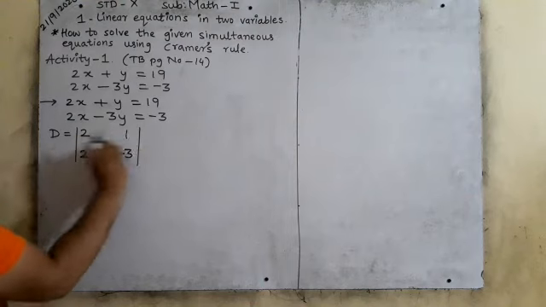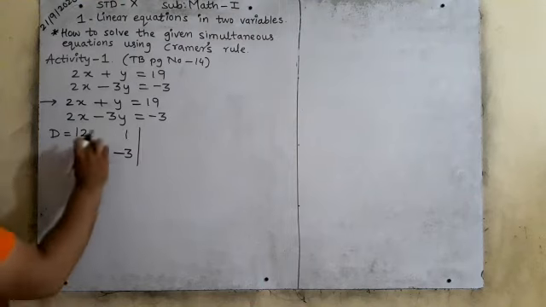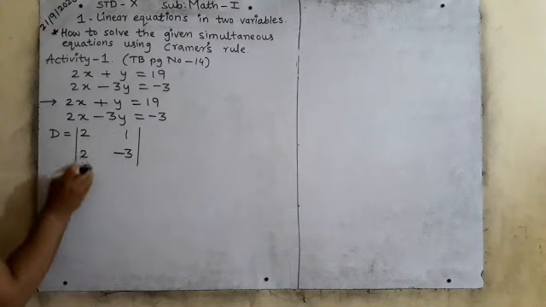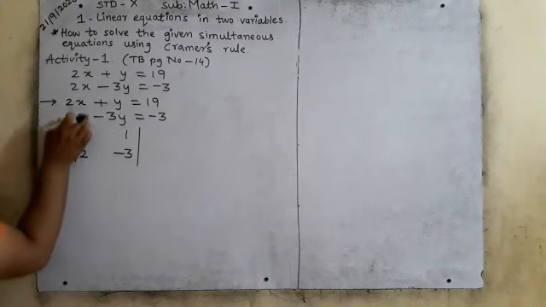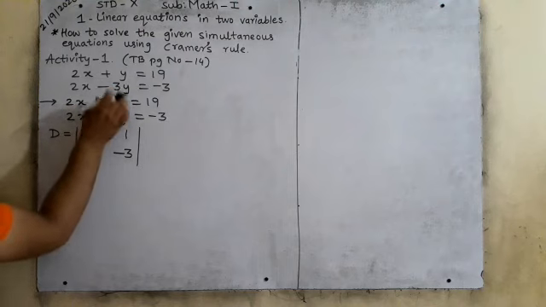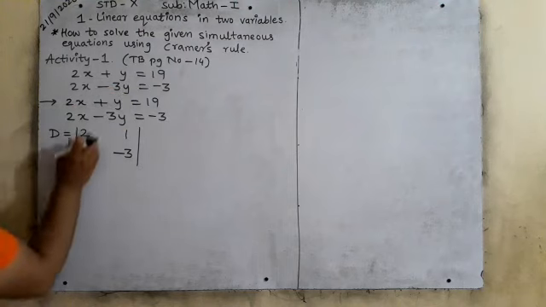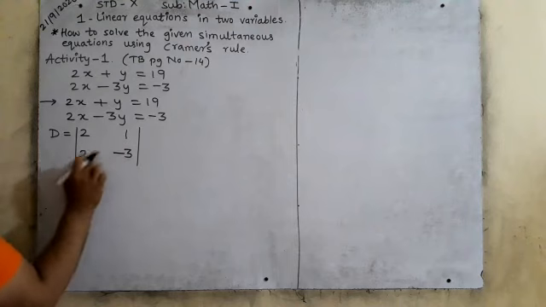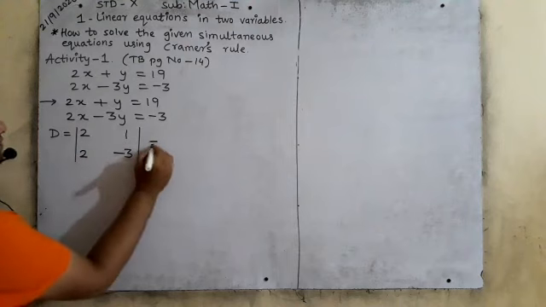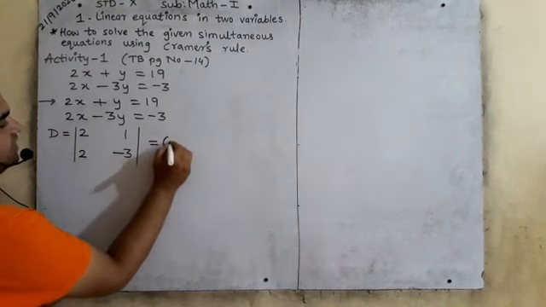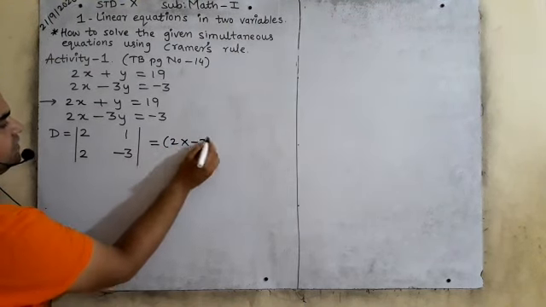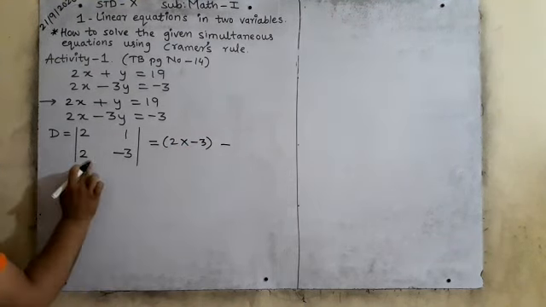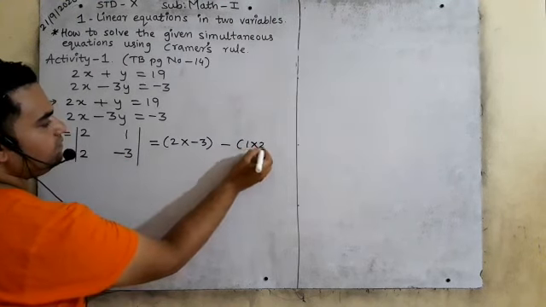Now 4 numbers came. 2 rows and 2 columns. Clear? 4 numbers. Okay, now this column has coefficients of x and this column has coefficients of y. So now you will multiply a to d minus b to c. Okay, now you will multiply it. 2 multiplied by minus 3, minus 1 multiplied by 2.